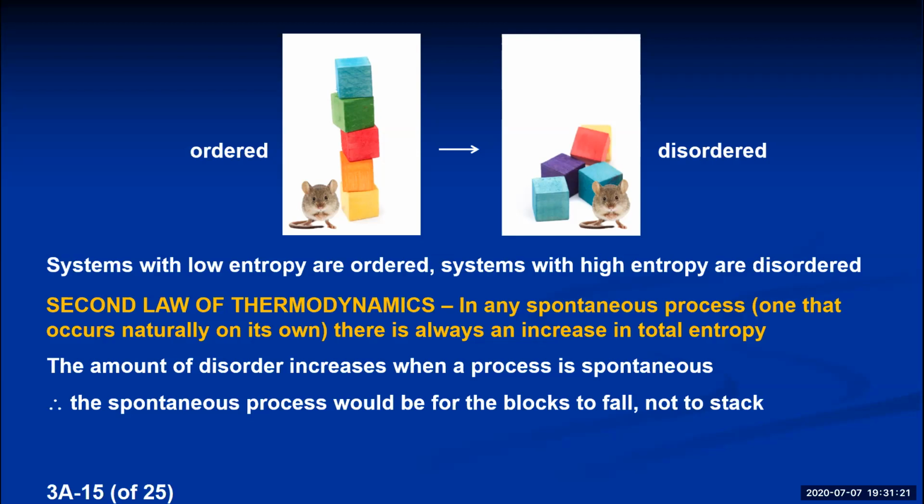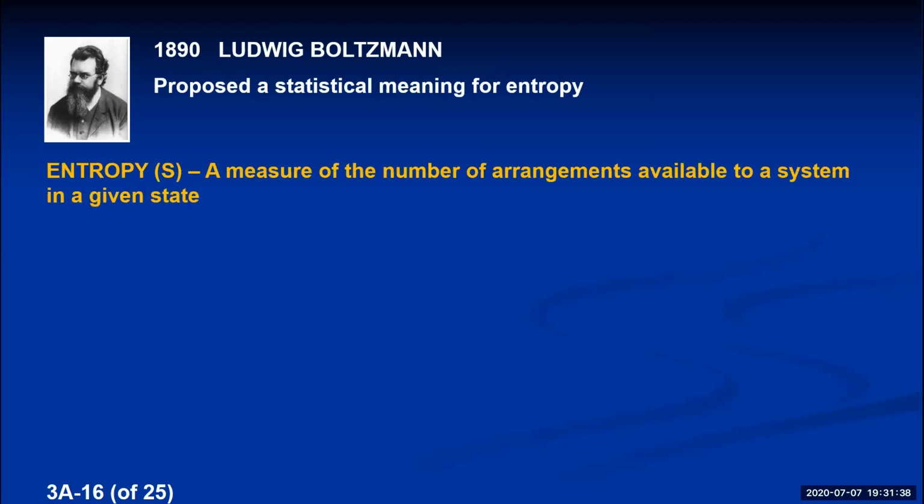So conceptually, this idea of entropy has to do with order and disorder, but really, what does it mean? Entropy's meaning really was derived mathematically in 1890 by Ludwig Boltzmann, who proposed a statistical meaning for what entropy is. And this is where the symbol S was first introduced for entropy. Boltzmann was able to calculate what the entropy is for a system because entropy is a measure of the number of arrangements available to a system in a given state. And let me show you what I mean by that after we show you his little mathematical expression.